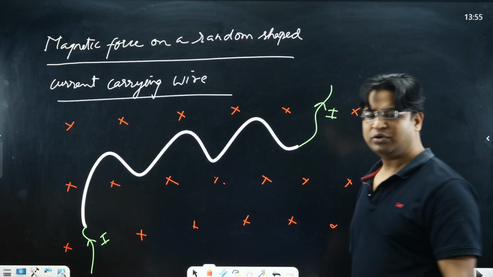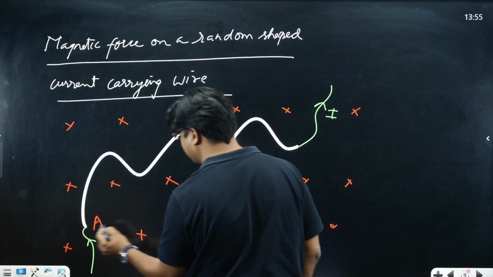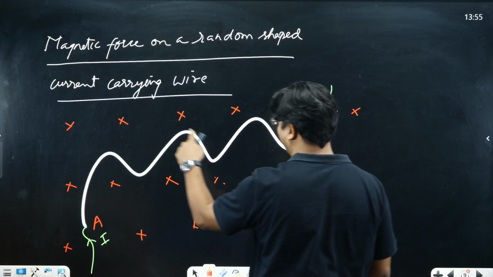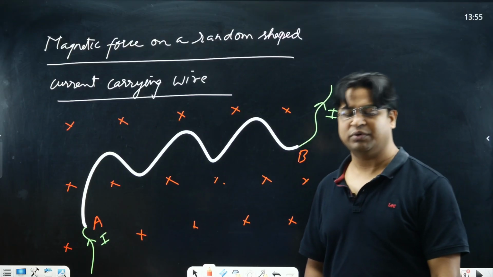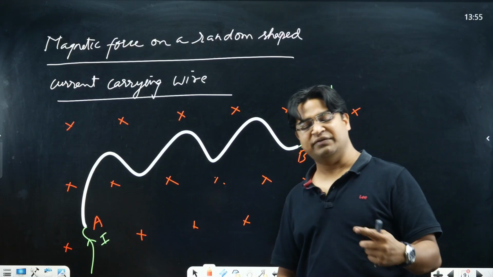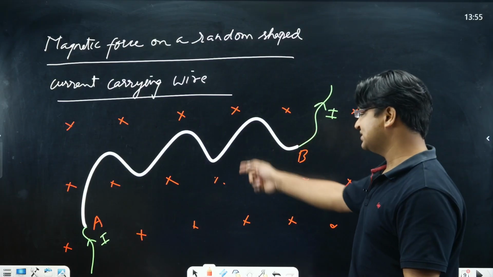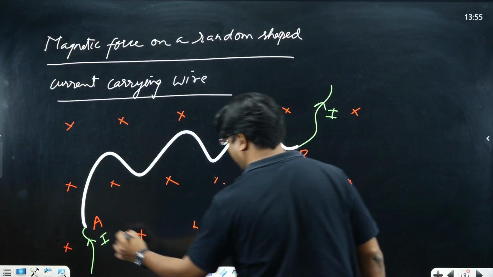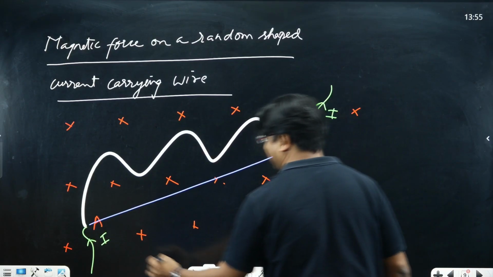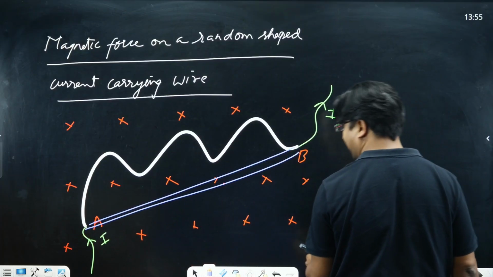Okay, now we want to know the magnetic force on this portion of the rod or wire. So, the AB portion, what is the force on this portion is what we want to know. Let me first give you what we need to do. In such cases, you simply connect A to B, just join the ends.